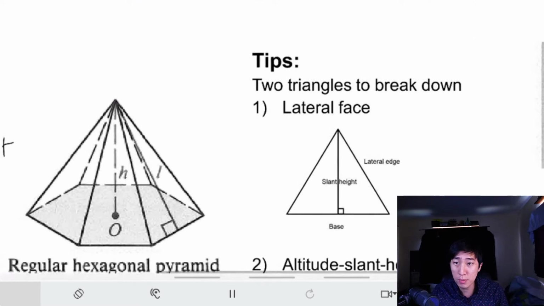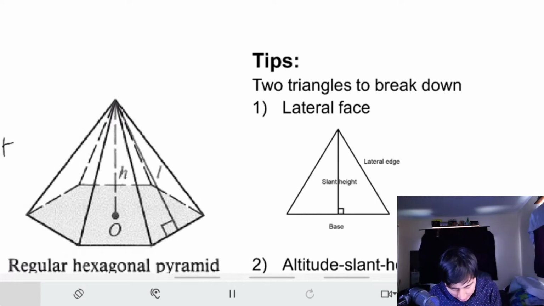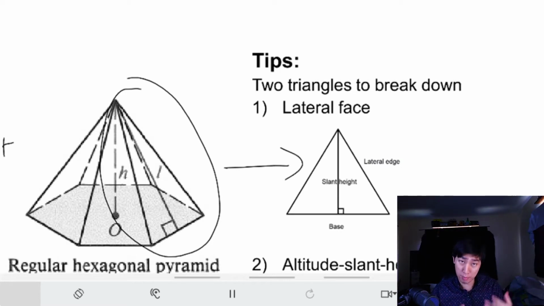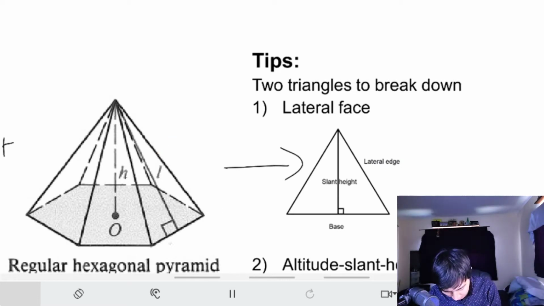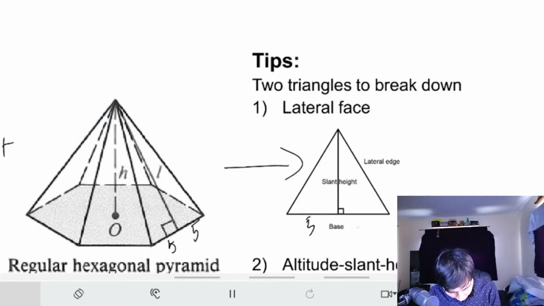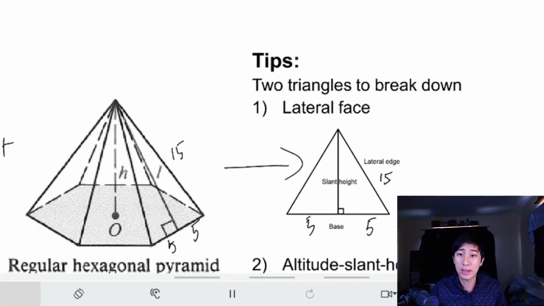Now, when you're dealing with this, you're going to need height and you're going to need slant height. There's two major triangles that you're going to want to break down for most of your problems. The first is going to be your lateral face. So basically you're going to take this lateral face over here and just redraw it. Again, I love redrawing. It makes life a little bit easier. So if this was something like 5, 5, this would go right here. 5, 5. If your lateral edge was something like 15, this would go right here, 15. And the nice thing is, in order to find your slant height now, you have a nice right triangle, so you can use the Pythagorean theorem.